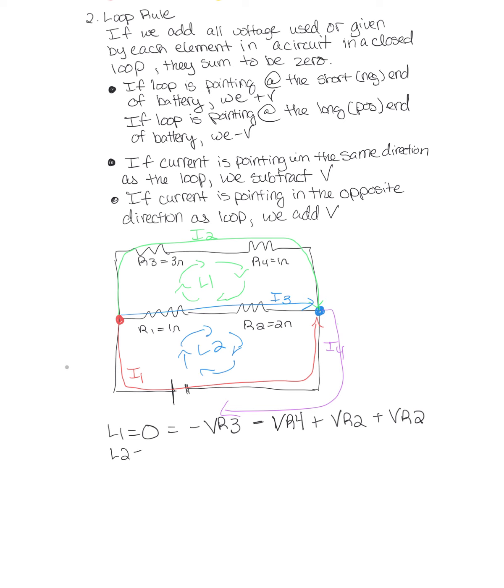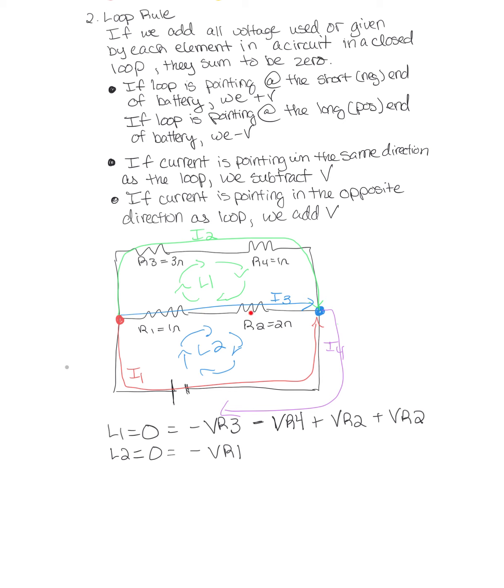Now let's look at how this would look for the second loop. So if we start right here again, we're going to run straight into this 1 ohm R1 resistor. This time our current is flowing in the same direction as our loop. So we're going to be subtracting VR1.